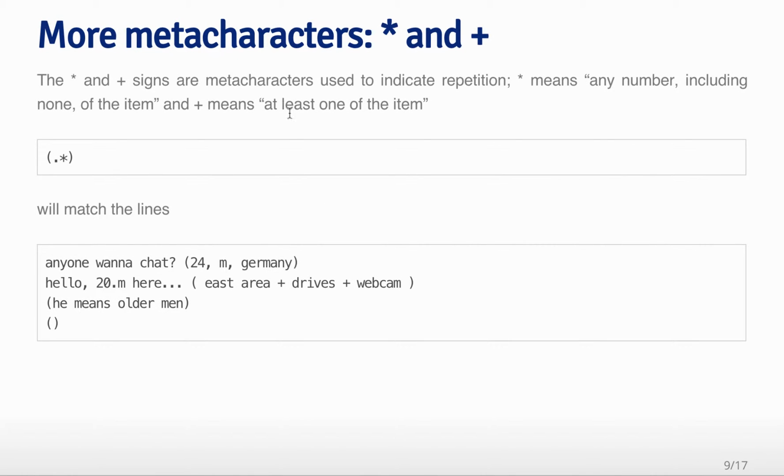Some more meta characters are star and the plus signs. So star means repeat any number of times, including none of the item, and plus means at least one of the item. So here we were searching for something between parentheses, and it can be any character repeated any number of times. So that will match everything from something like this, where you have a phrase in between the parentheses, to something like this, where you just have parentheses with absolutely nothing in between, because the star can include no repetition at all.